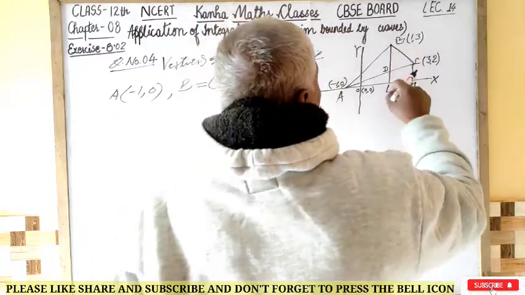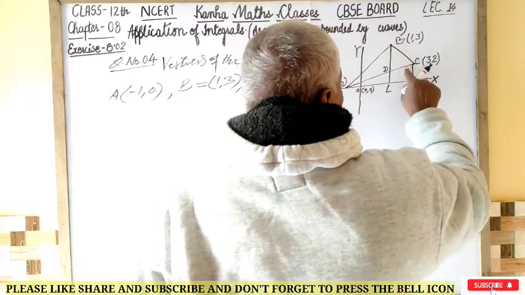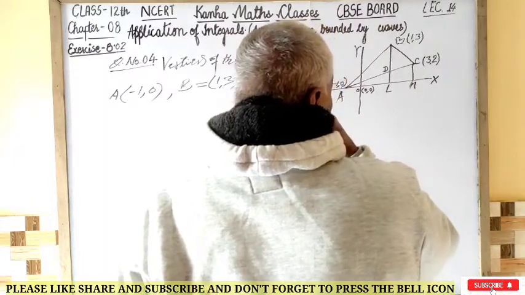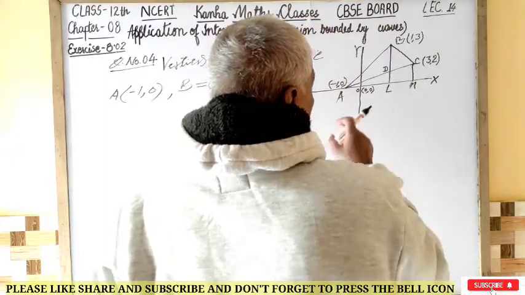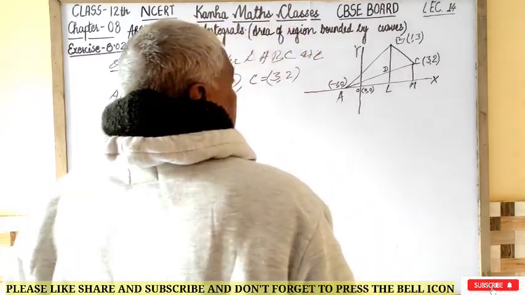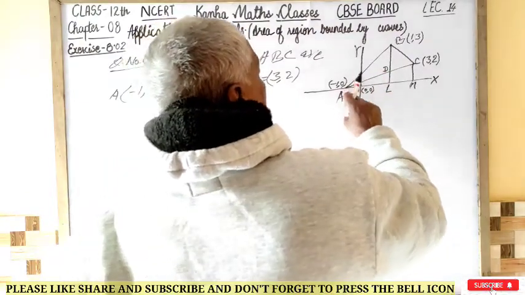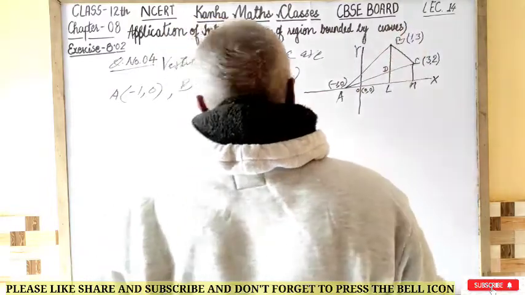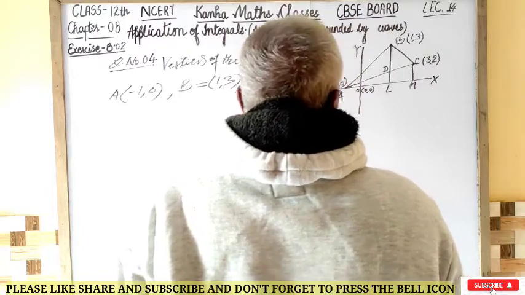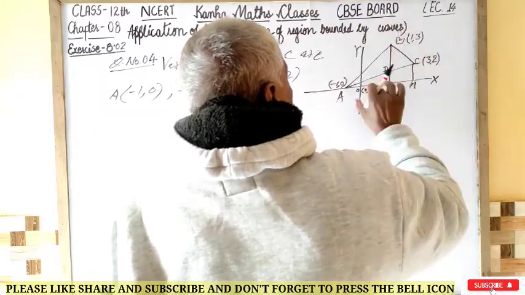We have drawn a perpendicular from B to the x-axis, that is BL, and from C to the x-axis, that is CM. Just we have drawn perpendiculars BL and CM on the positive x-axis. We divide the triangle ABC into two triangles, that is triangle ABD and triangle DBC. Before finding the area, we will find the equations of sides AB, BC and AC.